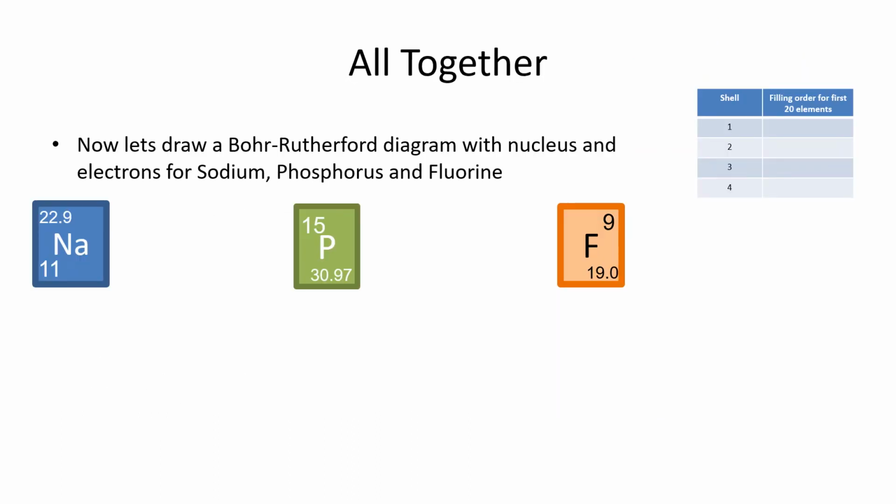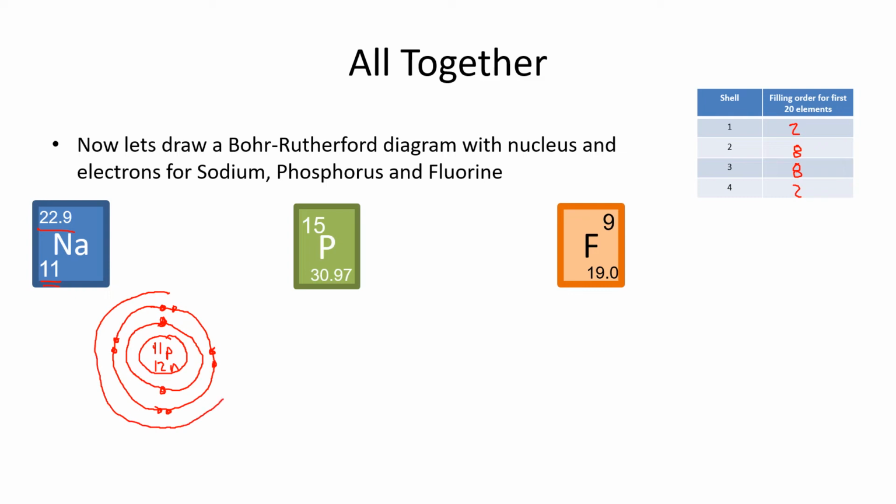Alrighty, so let's put it all together. Recall that for the shells, we've got 2, 8, 8, 2 as the pattern for filling them up. And let's go. So for sodium here, we'll draw ourselves a nucleus, and we'll put our 11 protons from the atomic number and our 12 neutrons from our subtraction. And now to make this a neutral atom, we are going to have 11 electrons. So shell number 1 is going to get 1, 2. And shell number 2 gets 3, 4, 5, 6, 7, 8, 9, 10. Almost there, need one more. Shell number 3, 11. There you go. Bohr Rutherford diagram for sodium.